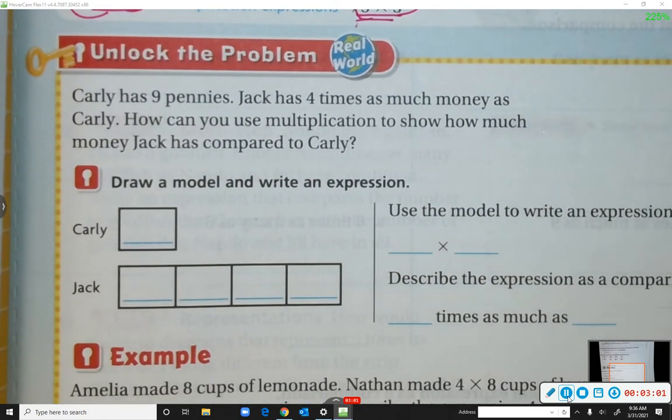All right, the next one, who wants to read? No, I'm good. Allie, go ahead. Charlie has 9 pennies. Jack has 4 times as much. Charlie, how can you use multiplication to show how much money Jack has compared to Carly?